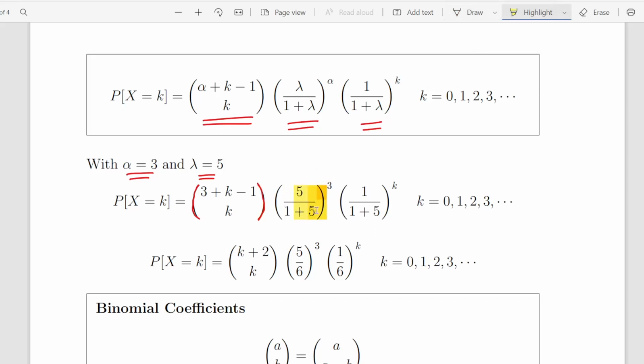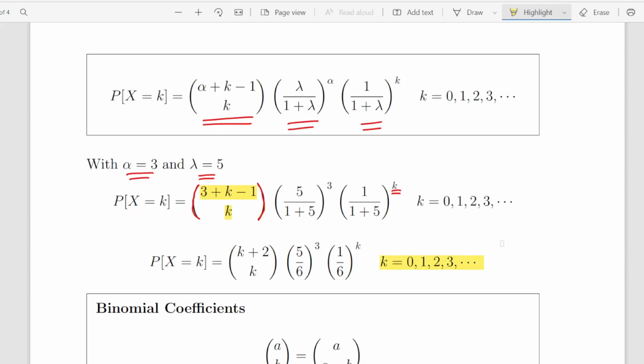Okay, so we're happy with that. Now this term also stays fairly consistent over here. It varies for different powers of k, so it goes up and down according to whichever power of k we are using. So this part here is the key part that requires a bit of calculation each step. This one here, the binomial coefficient. Okay, so we can simplify there. The probability of X equal to k equals k plus 2 choose k times 5 over 6 to the power of 3 times 1 over 6 to the power of k.